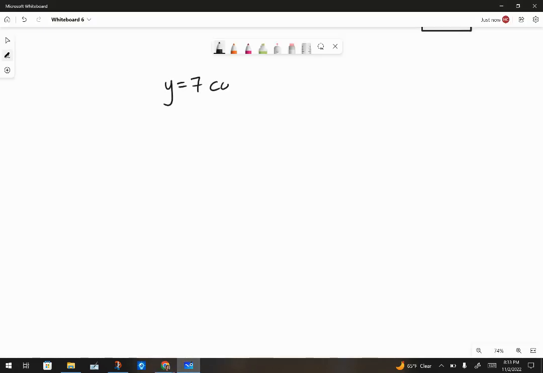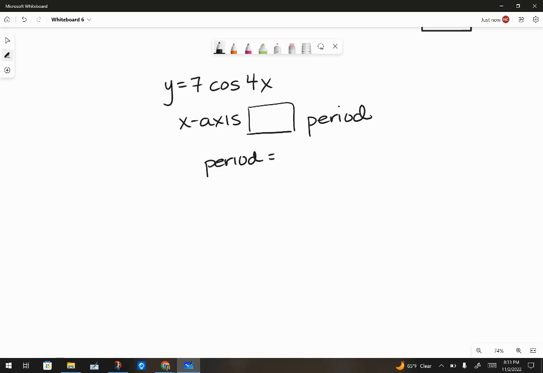7 cosine 4x. So for the x-axis, I need you to put in that box the period length of your curve, of your cosine curve in this case. So again, we use that formula, period equals 2 pi over B.